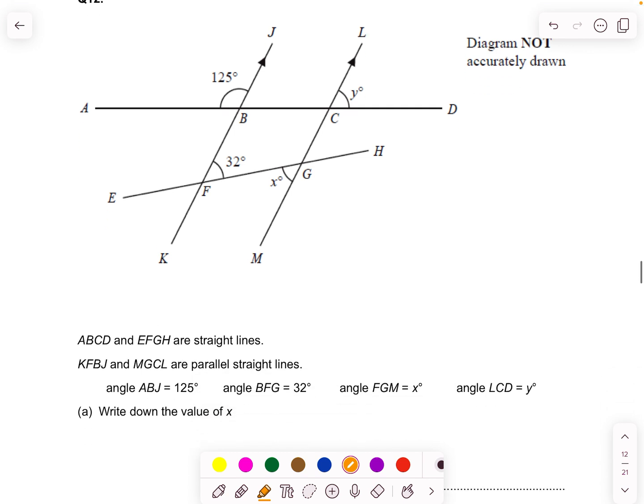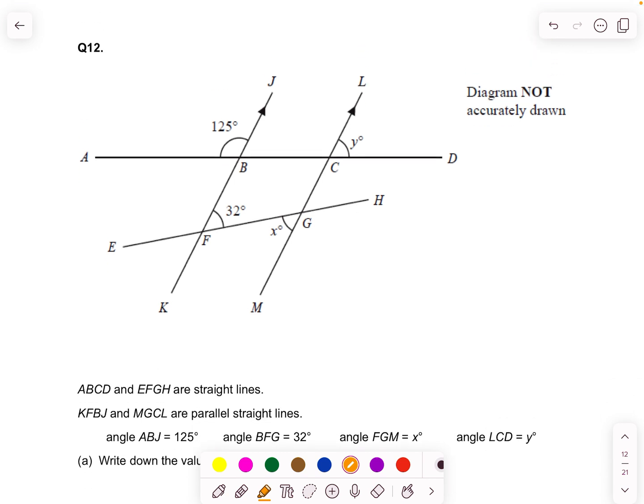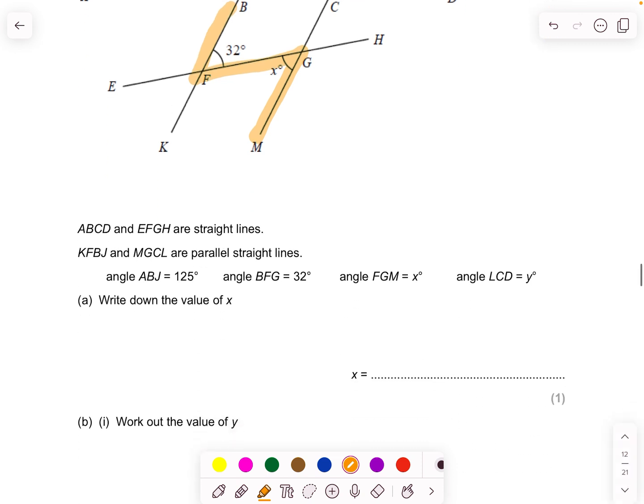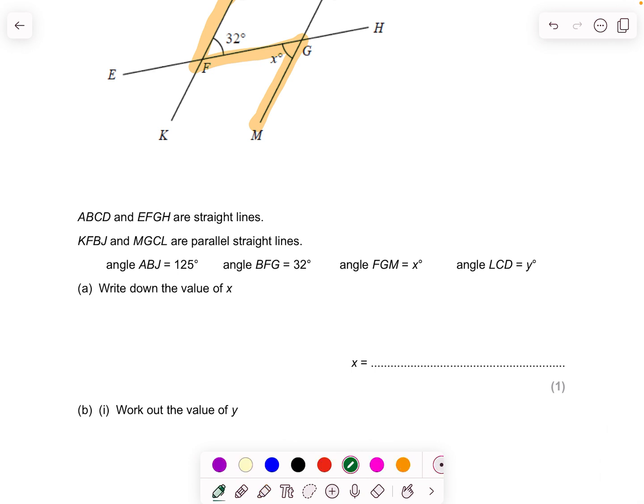Okay. Question 12 now. So we need to find, it says write down the value of X. And that always gives you a massive clue. If it says write down, it's usually quite straightforward. And so here we've got alternate angles. So X and 32 are exactly the same. So X equals 32 degrees, okay? You didn't have to write a reason there, but if you did, it would be alternate angles are equal.